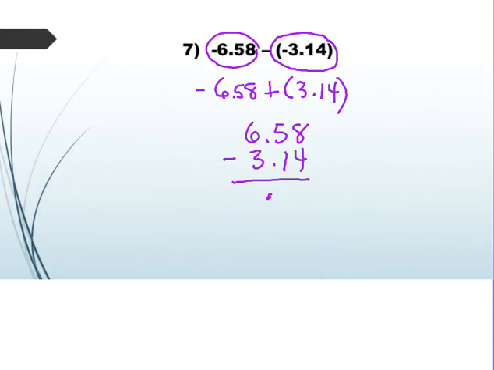8 minus 4 is 4. 5 minus 1 is 4. 6 minus 3 is 3. And since the bigger number is negative, my answer is negative 3.44.